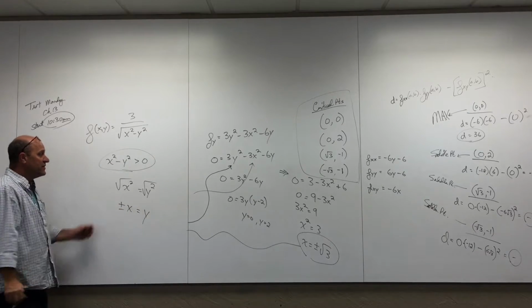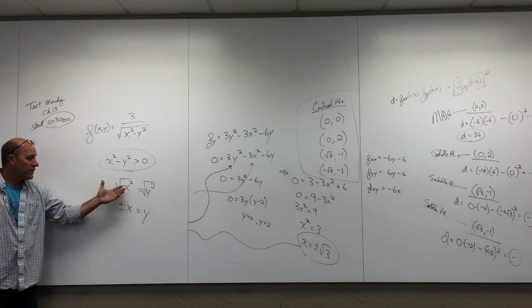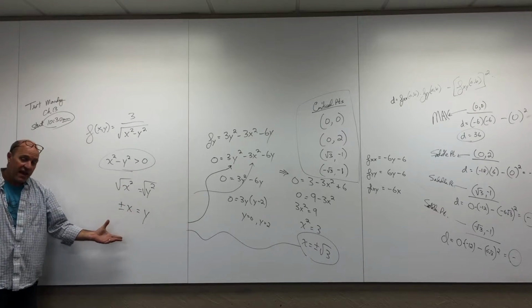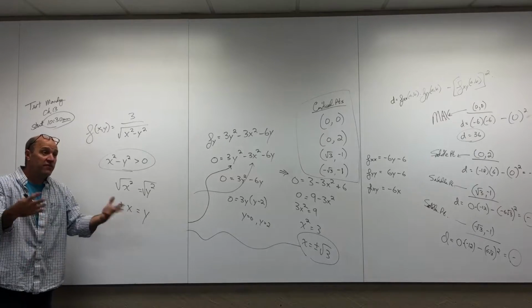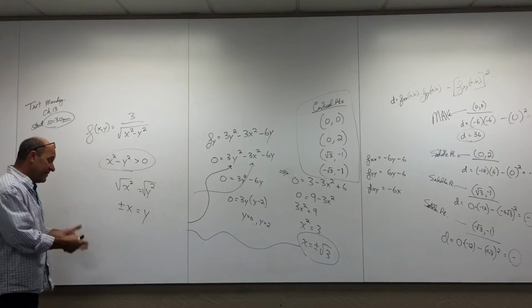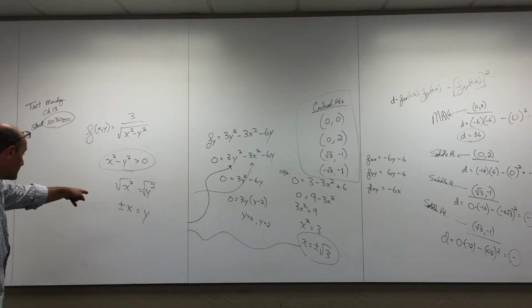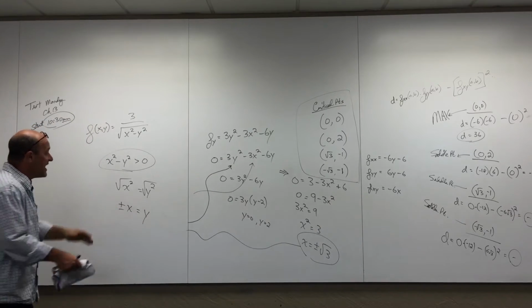Does that make sense to you? Move the y squared over, take the square root, and you get this. Because you want to solve for y so you can figure out what to graph. And this is what I want to graph. I want to graph y equals x, and I want to graph y equals negative x.